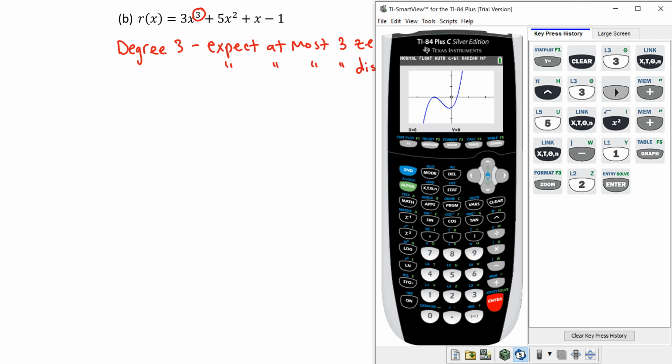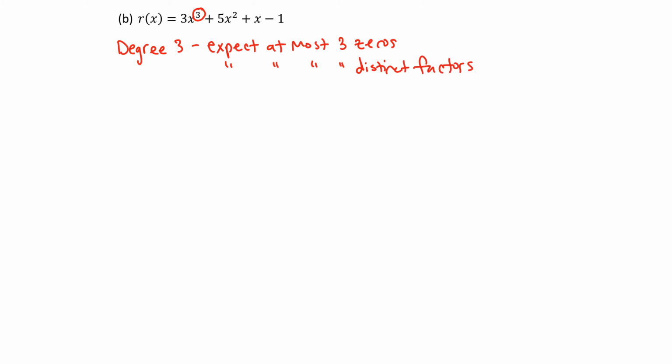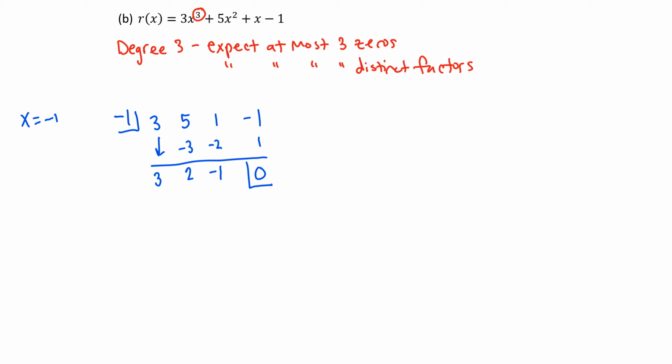So I'm going to go with what I'm sure of, and that is the graph bounces at negative 1. So I'm going to use negative 1 to start my synthetic division process. In this portion of the process, we are verifying that negative 1 is or maybe is not a 0. So from synthetic division, because our remainder is 0, we have confirmed that x equals negative 1 is in fact a 0 of the polynomial. That means the corresponding factor is x plus 1.